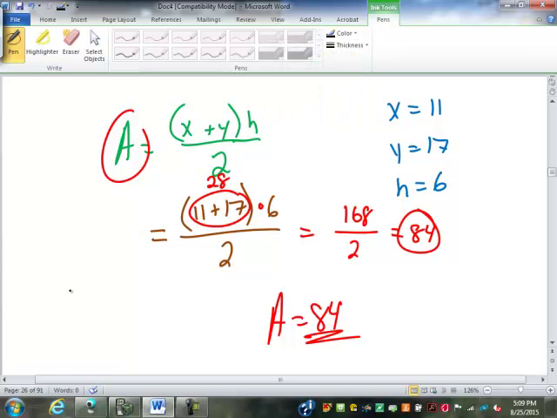And what it might say is evaluate or solve for A or something like that. Those would be the two most common commands for that.